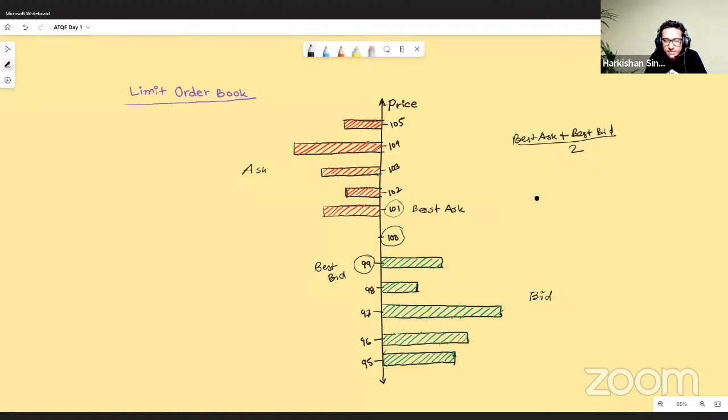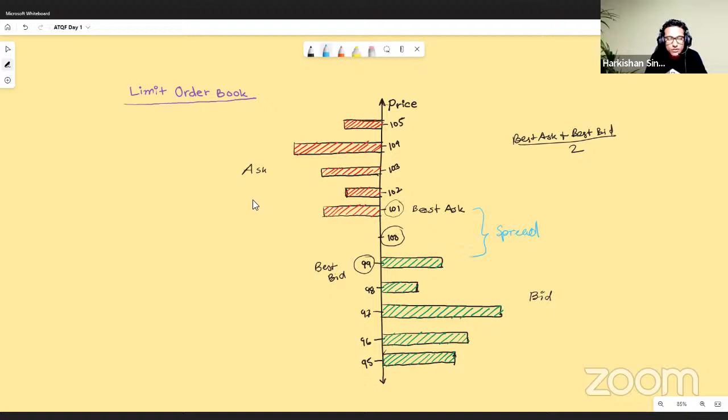Now the difference between the best bid and best ask is called the spread. Usually, for a good liquid market, the spread is very low, but for an illiquid market, the spread gets high. The difference between best bid and best ask gets higher. So that is the definition of liquidity in terms of microstructure.